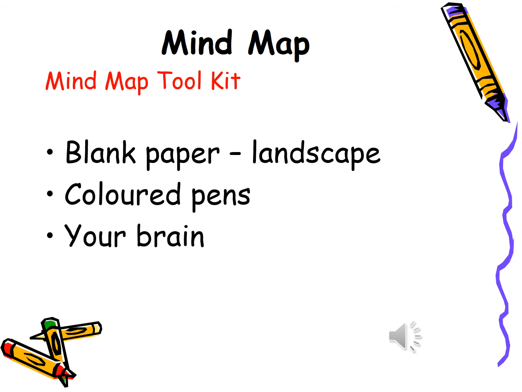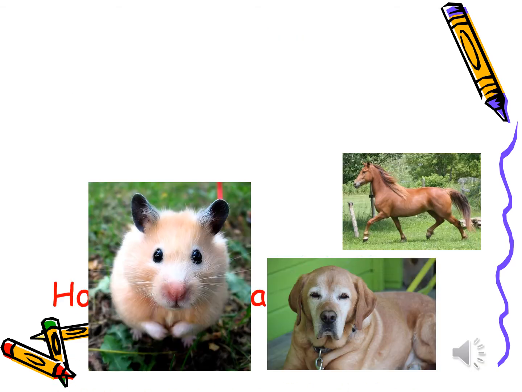For our activity, you need blank paper. If it's not blank paper, if it's got lines on it, it's absolutely fine, whatever you have at hand. But you must have color pens because it just makes your pictures more appealing and it pops and it stays in your brain. And the most important material you need in your mind map toolkit is your brain because you want to make it interesting.